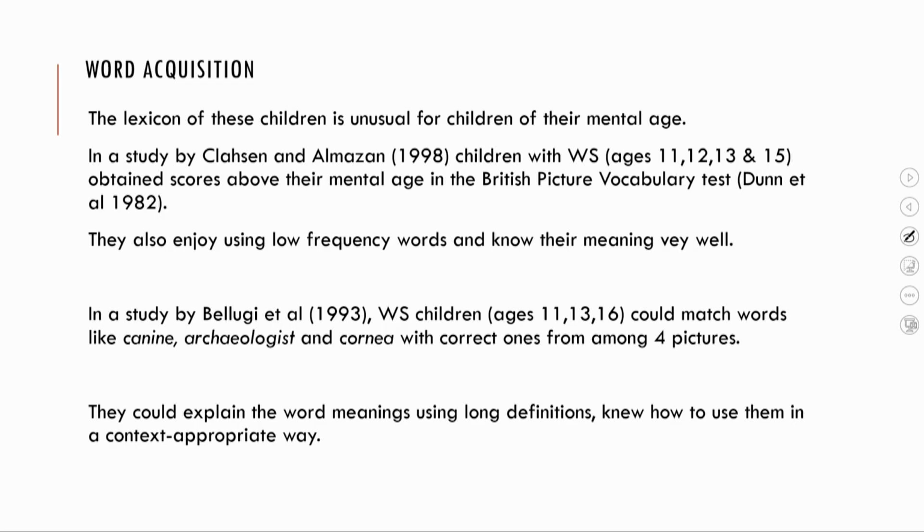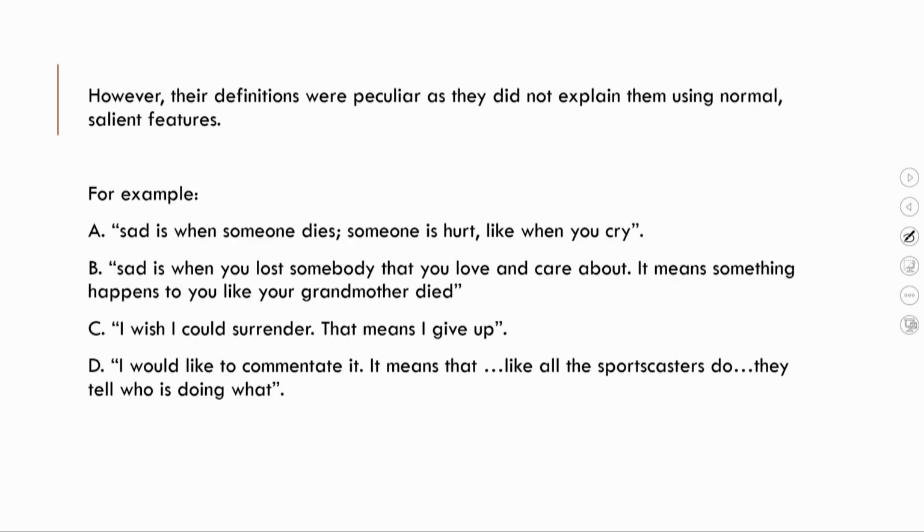In a study by Bellugi et al. 1993, children aged 11, 13 and 16 could match words like canine, archaeologist and cornea with the correct ones from among 4 pictures. These are not high frequency words, these are very uncommon and difficult words, but they could do well on this. They could explain the word meanings using long definitions, and they knew how to use them in a context-appropriate way. There are very interesting studies on how they describe in a vivid way. If you ask them any question, for example, the definitions sometimes are peculiar, but almost Sheldon-like.